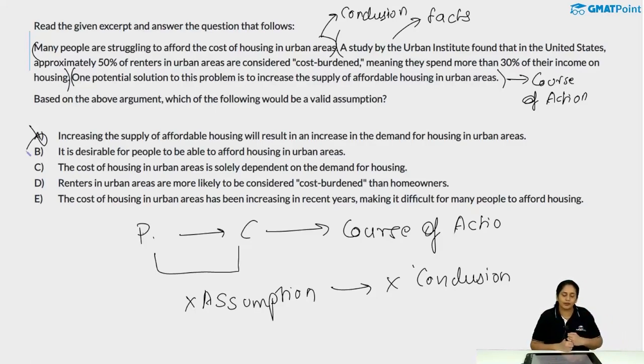Now, if this is the case, what happens to your logic? My conclusion that people are struggling to afford housing, so I should build affordable housing, that course of action completely crumbles. Because if I don't want them to stay in urban areas, if I don't care whether they can afford housing in urban areas, I'm not going to build affordable housing. So, if option B is invalidated, the entire course of action seems completely illogical. If I don't want them to stay in urban areas, then I will not build affordable housing in urban areas. I'll actually incentivize them to move out. Or if I don't care at all whether they live here or in any other area, again, I won't go all the way and build affordable housing, because I don't care whether they live in urban areas or not, whether they can afford houses in urban areas or not.